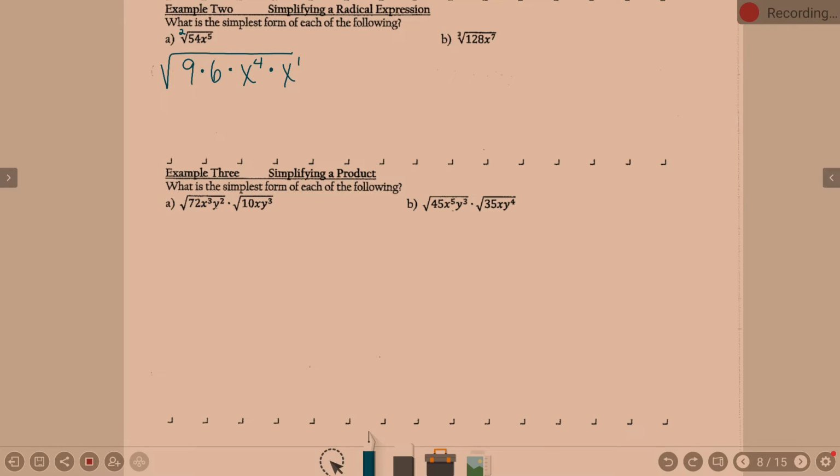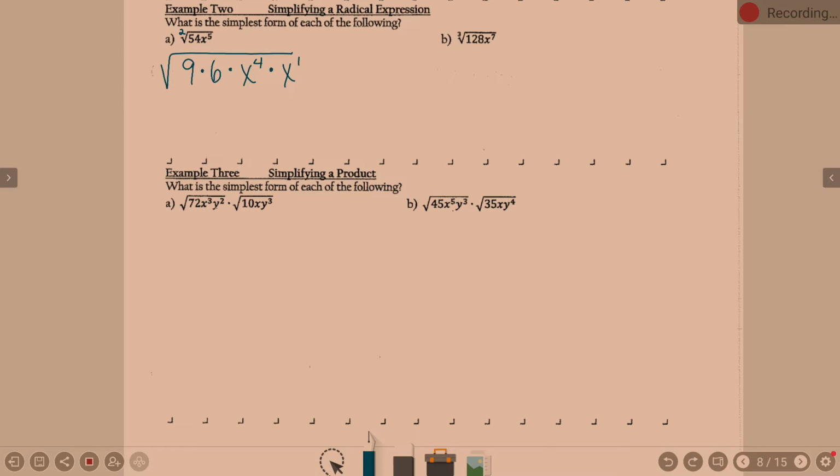I've rewritten this, but I hope you can agree this problem is still the same problem. 9 times 6 is still 54. X to the 4th times x to the 1st is still x to the 5th. What I did is I broke it up into perfect squares that I can take the square root of and the leftover pieces, the pieces I can't take the square root of.